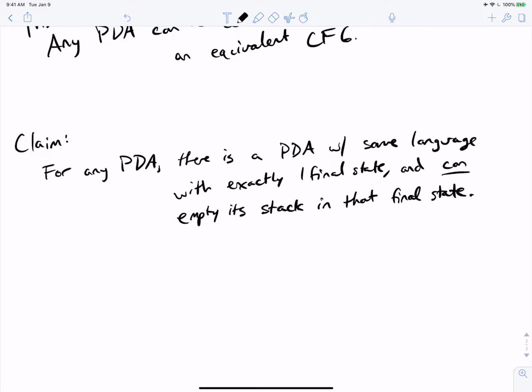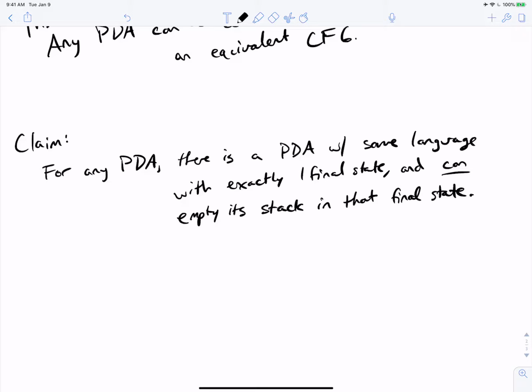So what am I saying? Not only can we get a PDA with exactly one final state, but we can also get a PDA whose one final state allows itself to empty the stack if it wants to. It doesn't have to, but it can if it wants to. So I claim that this is true. Let's ignore the empty stack part and just focus on the one final state. Can I, from any PDA, convert it into a PDA with one final state? Yeah, so how do we do that?